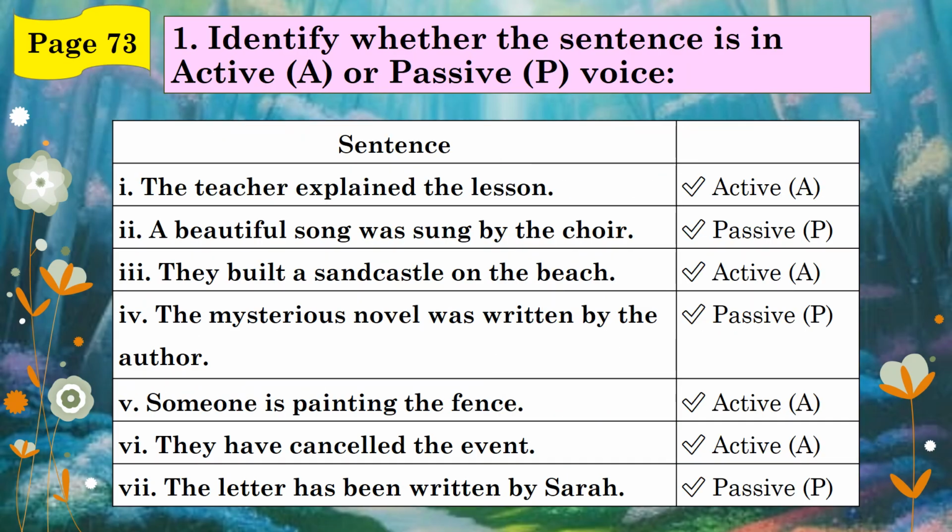1. Identify whether the sentence is in active or passive voice. In this exercise, we determine whether the sentence is in active voice, where the subject performs the action, or passive voice, where the action is received by the subject. Let's identify each one.